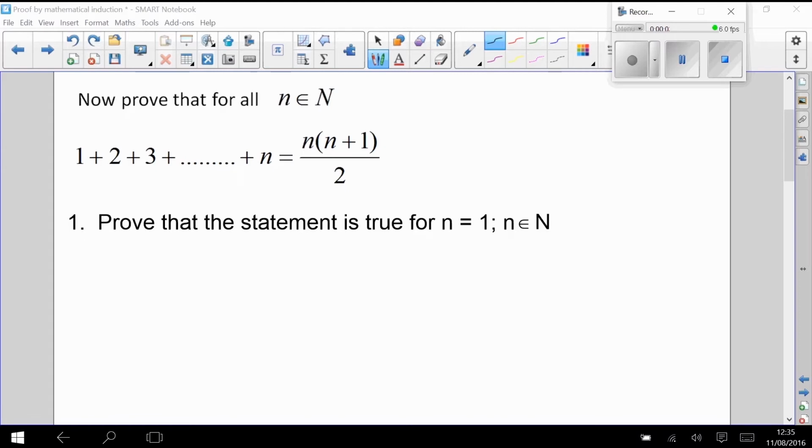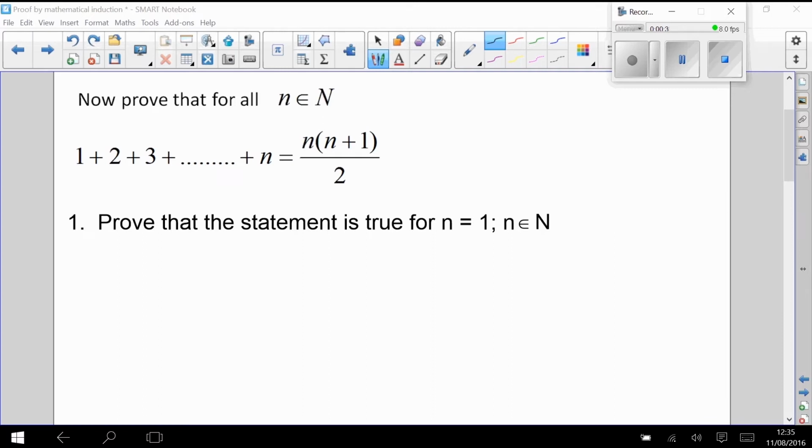In this video, I'm going to prove that if I had wanted to add up consecutive numbers up to a particular number, n, I could have found that answer by taking n, times it by n plus 1, and dividing that all by 2. Now you'll remember that we had to follow certain steps when following proof by mathematical induction. And our first step is to prove that the statement is true for n is equal to 1.